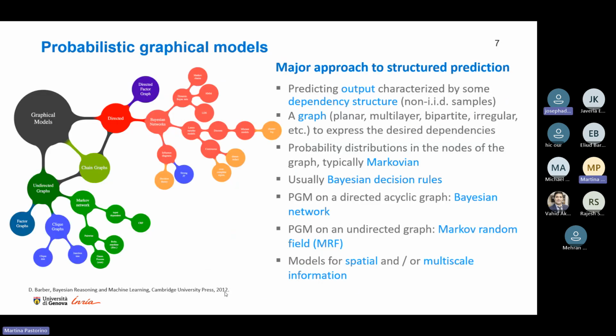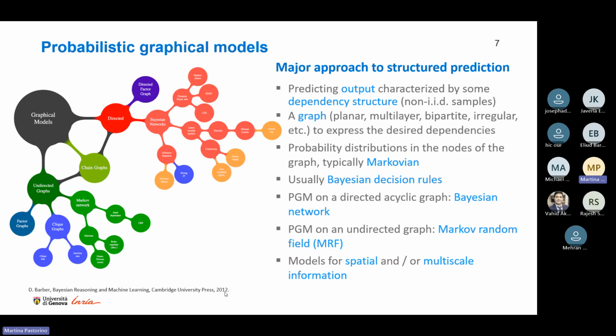And this brings us to probabilistic graphical models. Probabilistic graphical models are approaches to structure prediction. It means that you are going to predict outputs characterized by some dependency structures, for example, neighboring pixels in an image. So in probabilistic graphical models, you represent variables as nodes in a graph and then model the relationship between these nodes using probability distributions. So we can have different kinds of graphs, planar, multi-layer, bipartite, irregular, to express different dependencies depending on the input data we have or the problem we want to model.